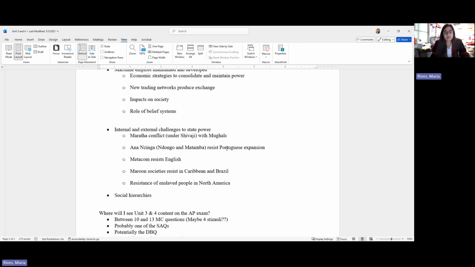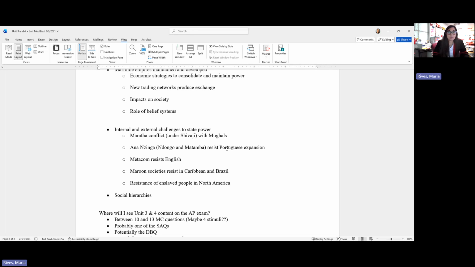Ana Nzinga is a leader of the Ndongo and the Matamba people. She successfully resists Portuguese expansion in her time. The Portuguese would raid slaves from the Ndongo and neighboring tribes, despite Ana Nzinga trying to use diplomacy to stop that. She used help from the Dutch to resist the Portuguese expansion, and she was successful in her time, but long-term, the Portuguese still take over the area and colonize Angola and keep that colony through the Berlin Conference and all the way up until like 1975.